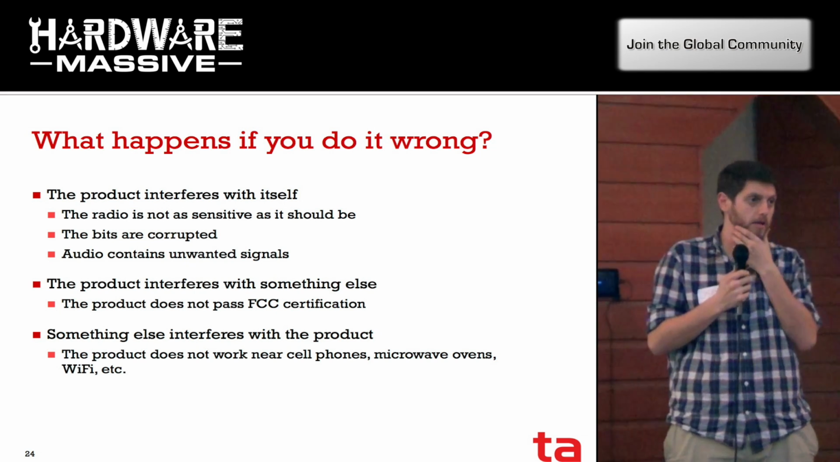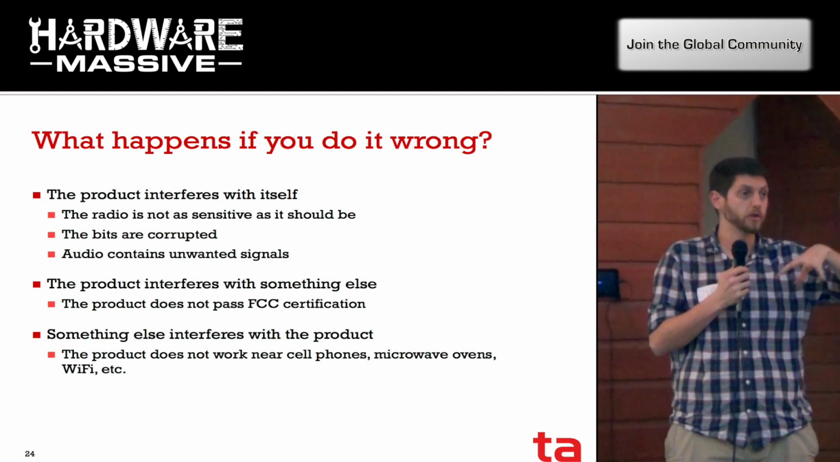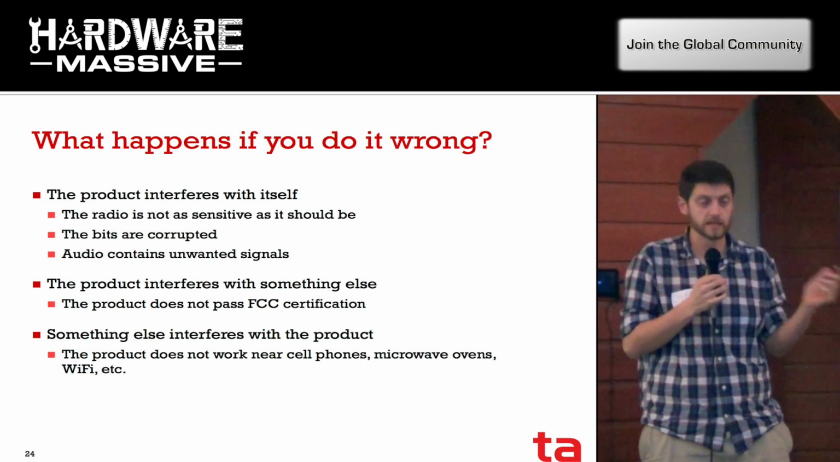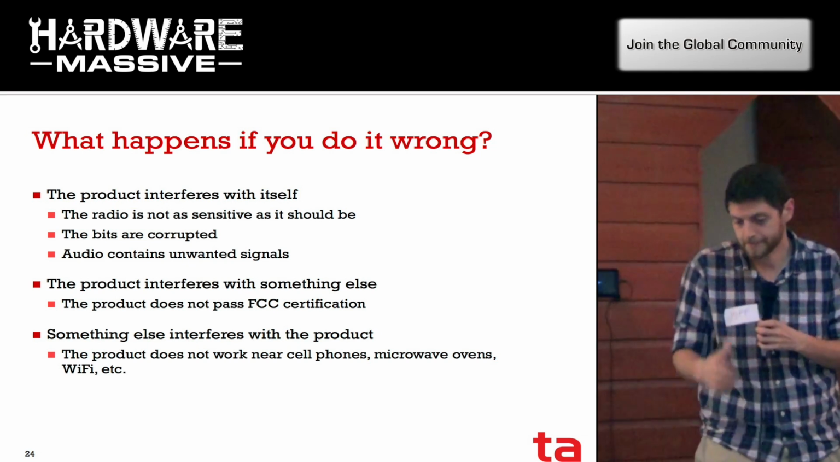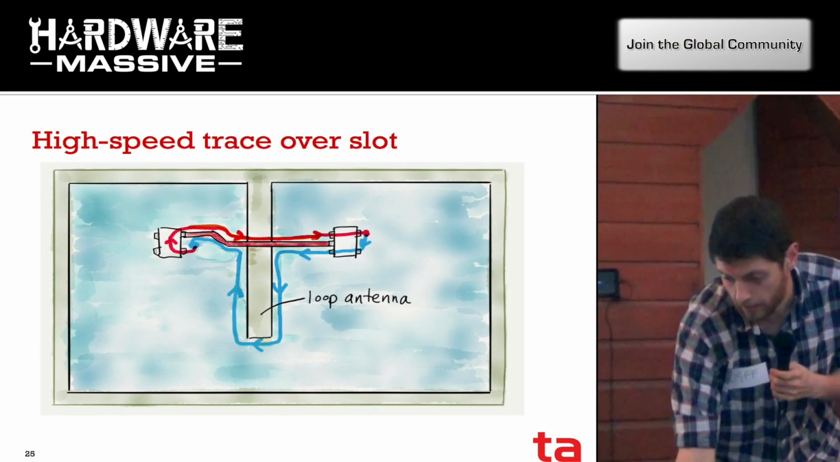And then further, there's wariness about wanting to make sure that other devices nearby aren't going to cause your product to break. If somebody has a cell phone, it shouldn't cause your product to break. And so specifically, what can you do to prevent these outcomes?